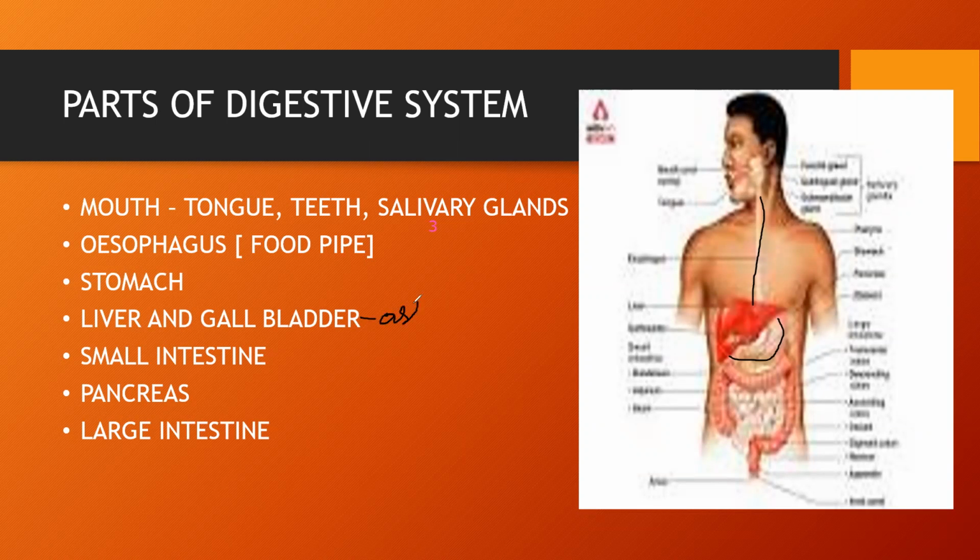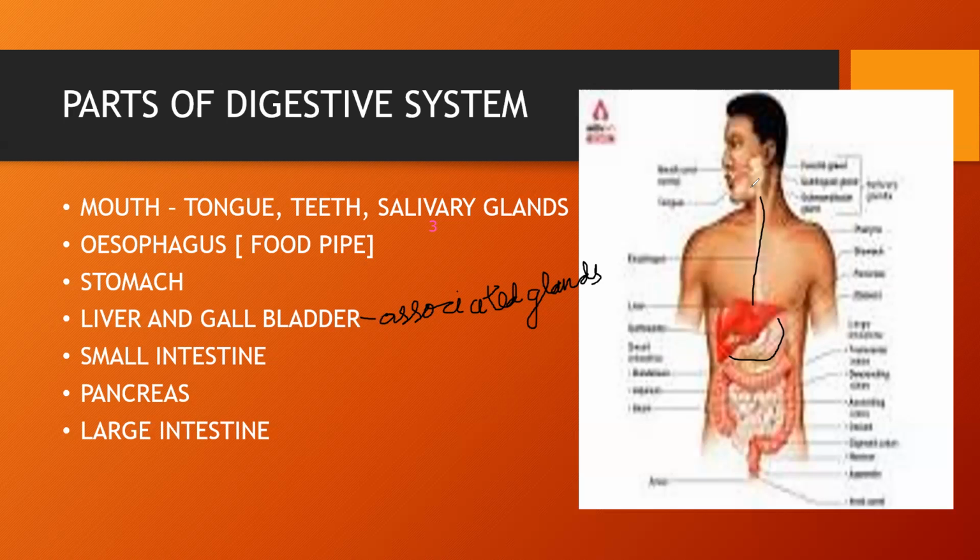They are your associated glands. They are not the part of alimentary canal. Alimentary canal means, I've already told you. Alimentary canal means your mouth, esophagus, stomach, intestine, and rectum. Food doesn't come to liver. Liver secretes some enzymes which help in food digestion, especially fat digestion.